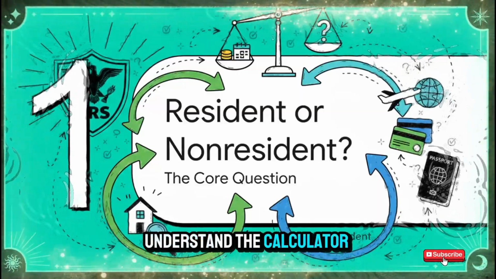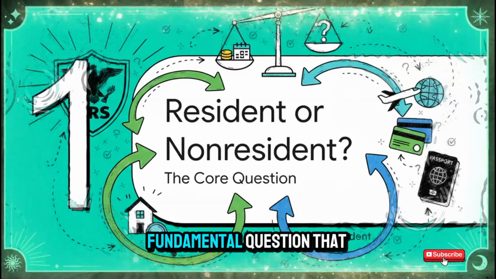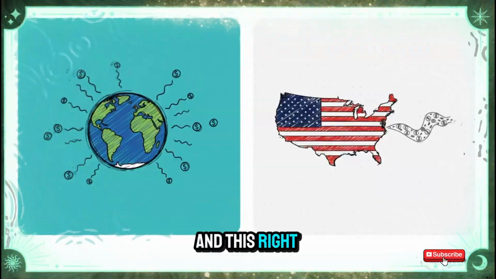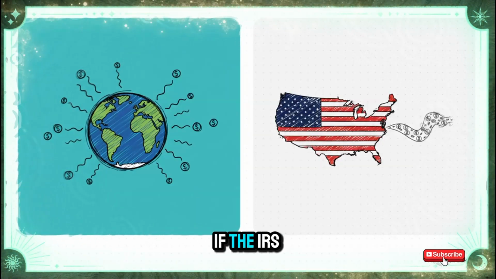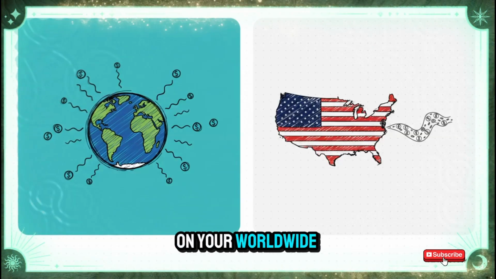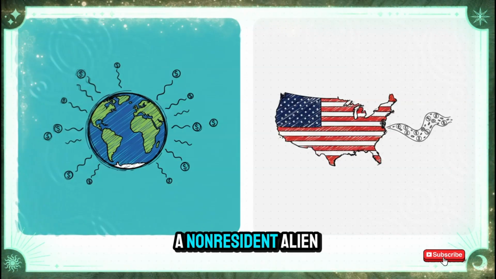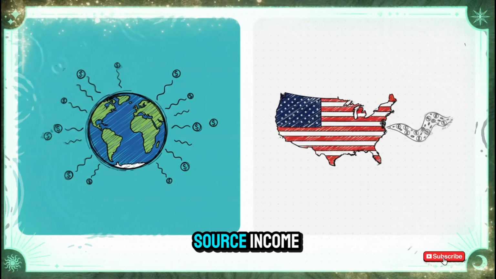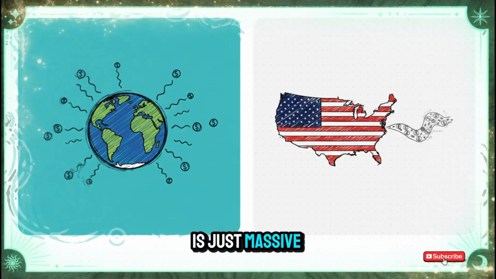Before we can understand the calculator, we have to understand what it's calculating. This is the fundamental question that the IRS is trying to answer. And this right here is why it all matters. Look at the difference. If the IRS calculator labels you a resident alien, you get taxed on your worldwide income, all of it, just like a US citizen. But if you're a non-resident alien, you're typically only on the hook for taxes on your US source income. The financial difference between these two categories is just massive.